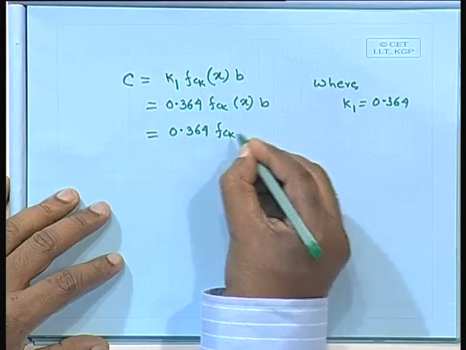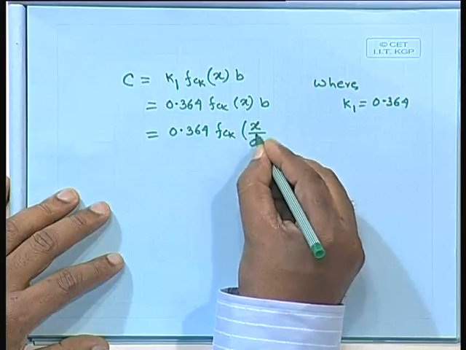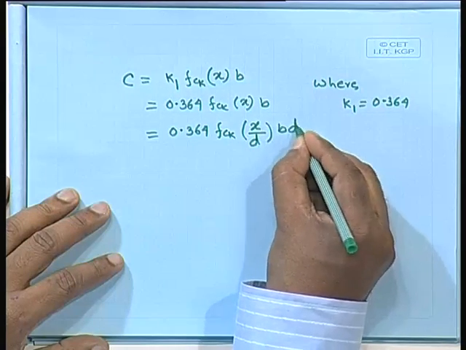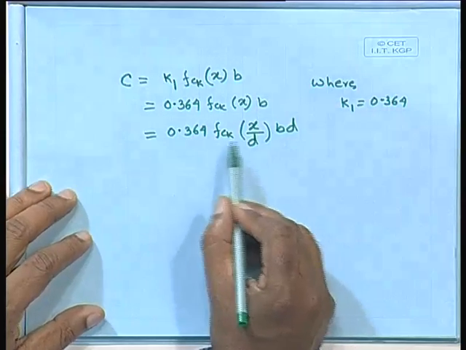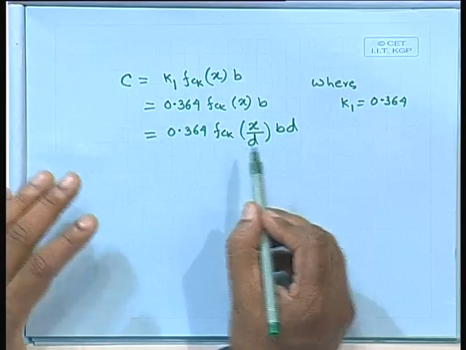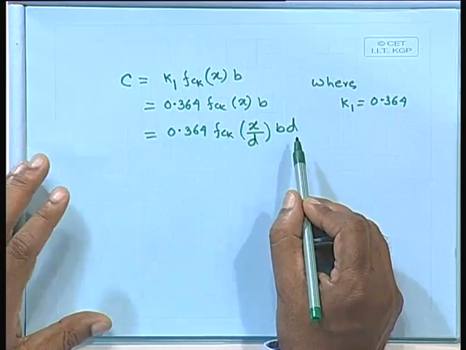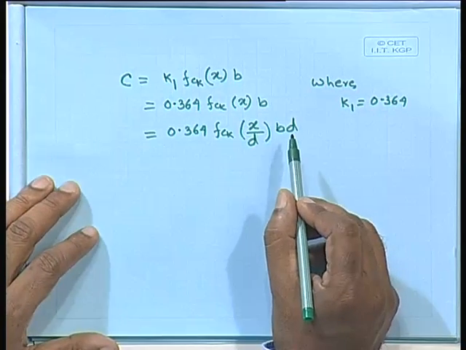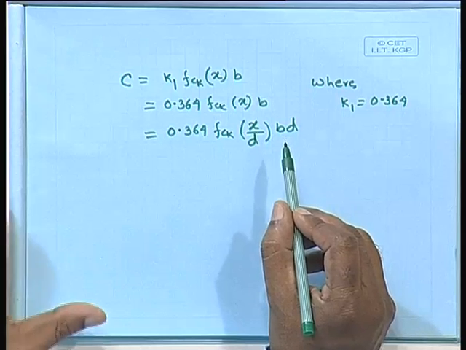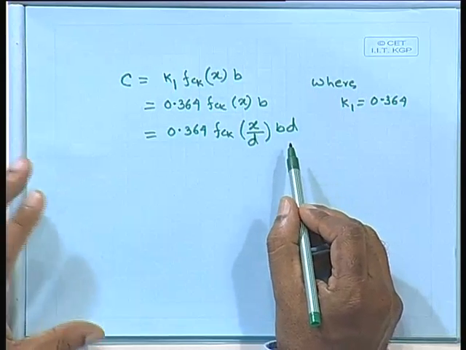We write the equation in a different form, with x by d multiplied by bd. So 0.364 fck x by d, multiplied by bd, where bd is the cross sectional area. Please note we are taking d as the effective depth, not the overall depth. Always we shall take bd, the effective depth, whenever we consider area of steel or percentage of steel, Ast by bd, with b the width and d the effective depth.